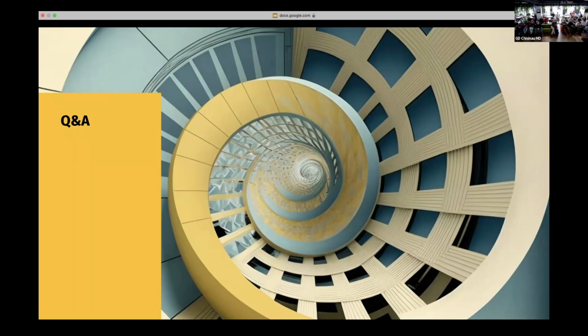Our embedding model is limited to 512, so this is the chunk size. Where did you take your embedding model? Is this open source? Yeah, it's open source from Hugging Face.